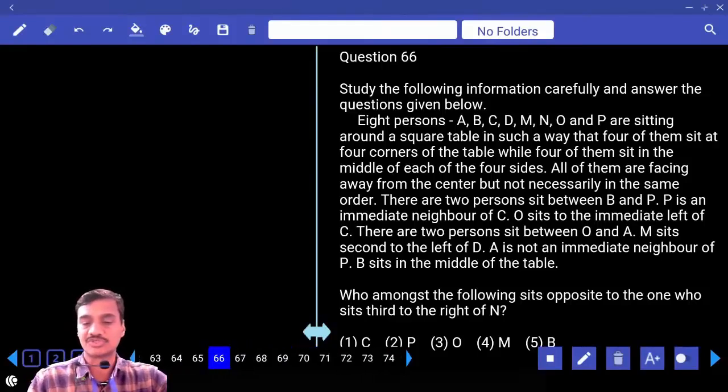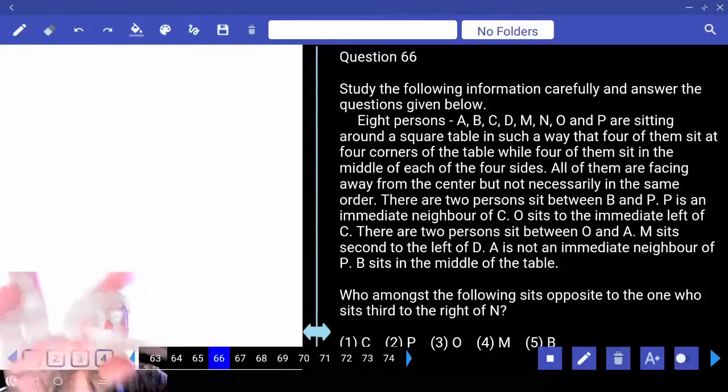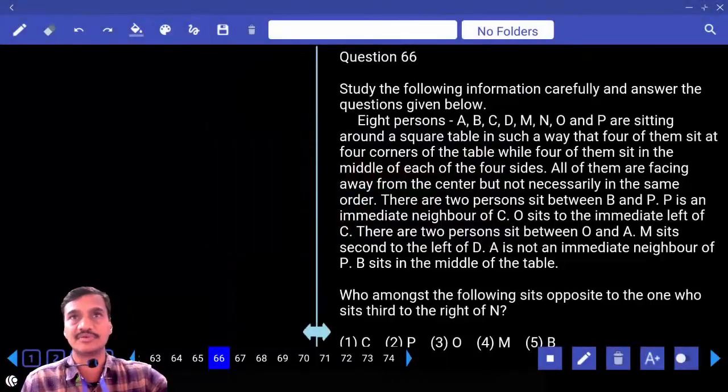A reasoning question starts from question number 66 onwards. Now in this 66 to 70, tell me what is the information we have. Now this is about a square. 8 persons A, B, C, D, M, N, O, P are sitting around a square table in such a way that 4 of them sit at the 4 corners of the table, while 4 in the middle of each of the 4 sides.